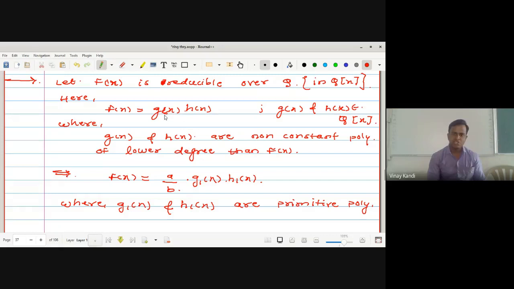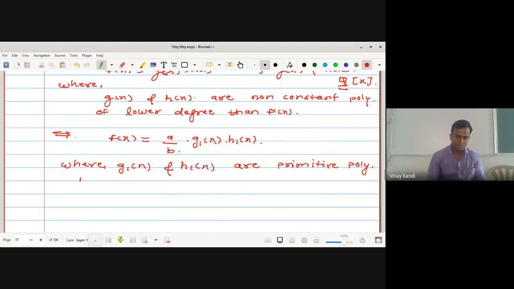Okay, but here g of x and h of x are two members of Q of x, so all the coefficients are in the form of a upon b, where a belongs to Z and b also belongs to Z. And g1 and h1 here are the two polynomials which are primitive, and they are polynomials in Z of x. Okay, look at the result.